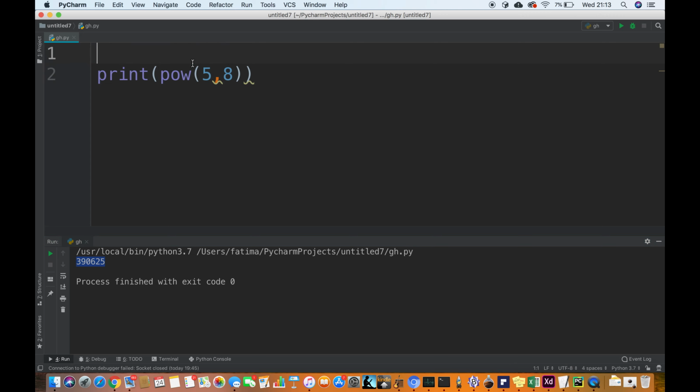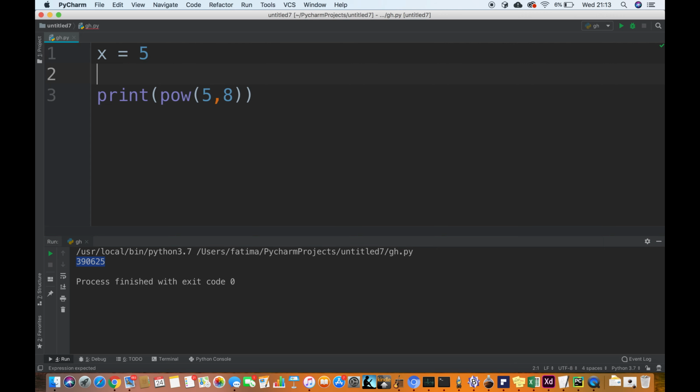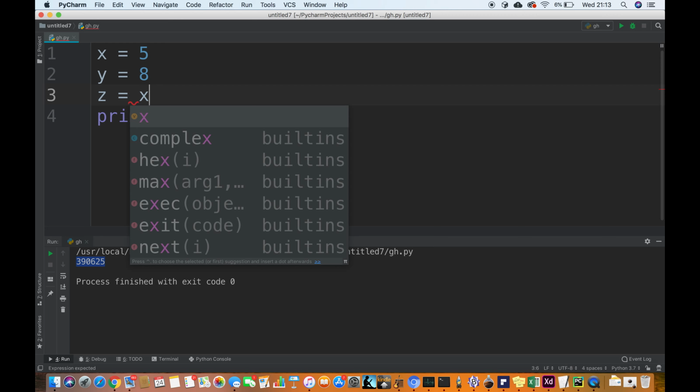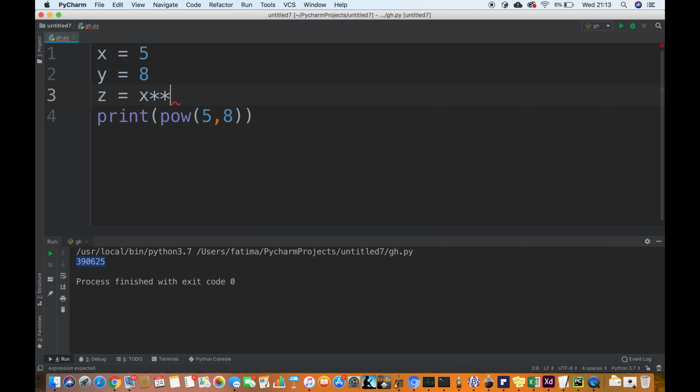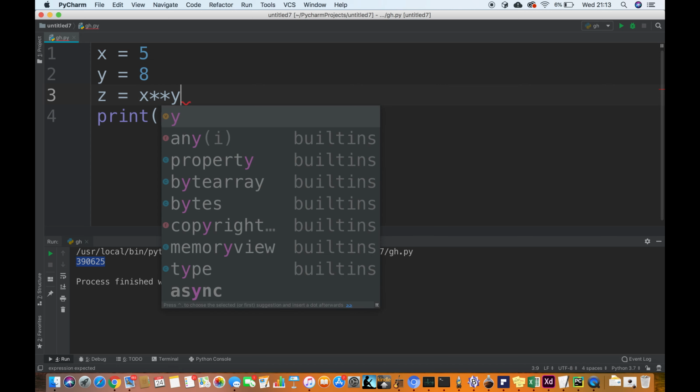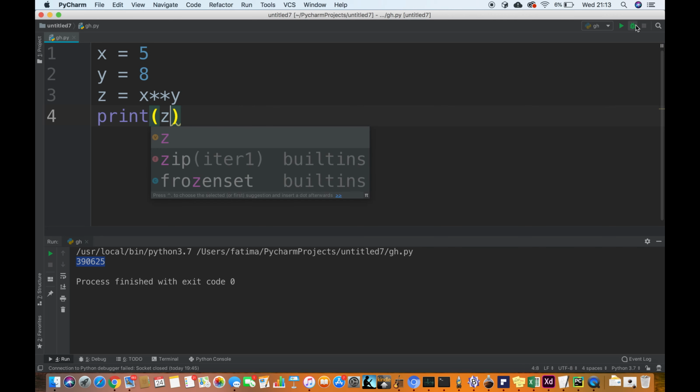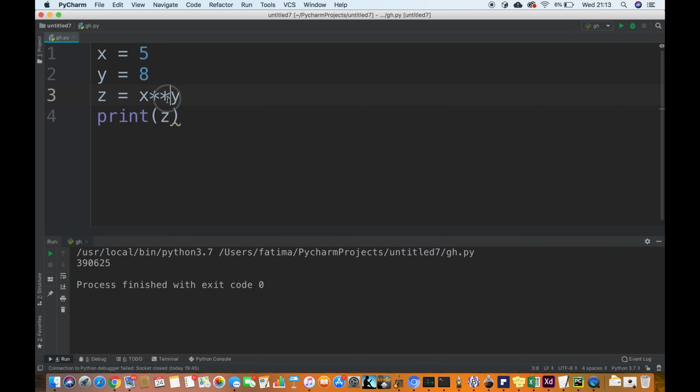Or what we can do is I can just say x equals 5, y equals 8, and z equals x twice y. Twice means to the power of, and I can just print z and display that, and still it gives me the same answer. So the two asterisks mean the power of. It's the same thing as using the pow function.